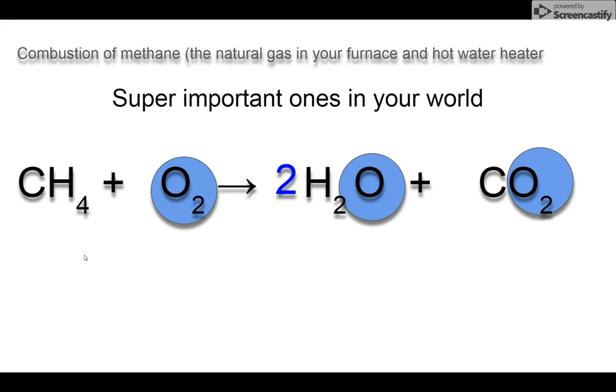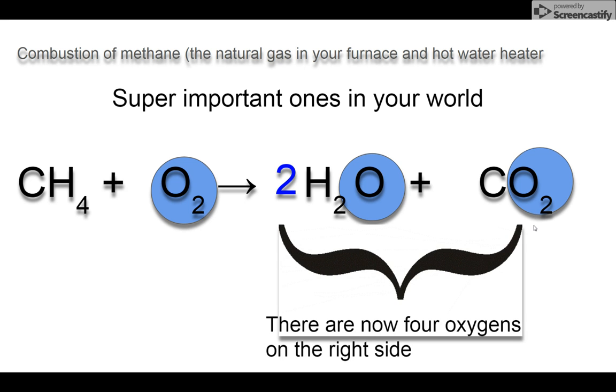Now the last atom to look at is oxygen. 2 oxygens here, 4 on the other side. So we have to deal with the fact that there are 4 oxygens here and 2 here. And the fix is easy. Double up the scoops. Okay?